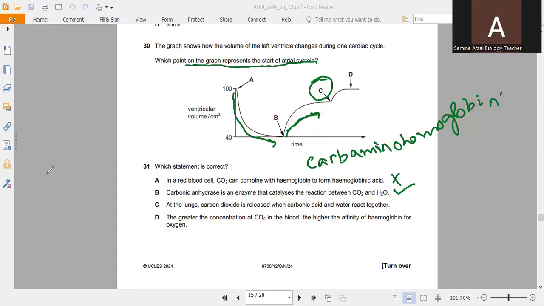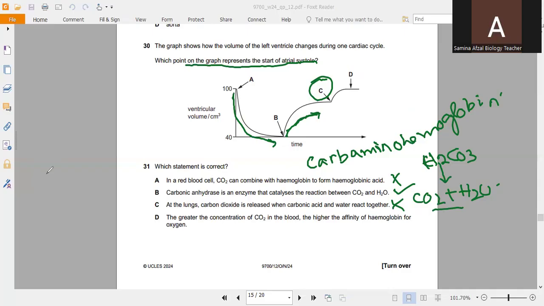This is the correct statement. Next statement: at the lungs, carbon dioxide is released when carbonic acid and water react together. Again, the statement is wrong, because when carbonic acid breaks down, carbon dioxide and water are released. So carbonic acid, H2CO3, is broken down into carbon dioxide and water. So the statement is not correct.